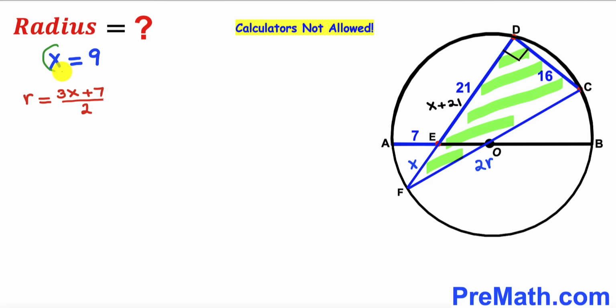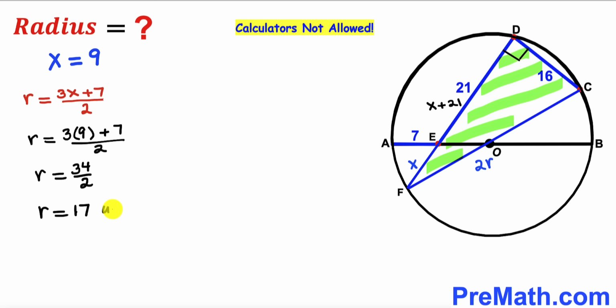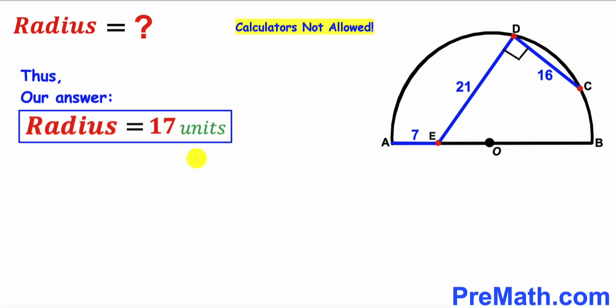So thus our x value turns out to be 9, and now we are going to substitute this x equal to 9 value in this equation over here. So therefore let's go ahead and substitute those values. So r is going to be simply (3 times 9 plus 7) divided by 2. So thus our radius lowercase r value turns out to be 17 units. So thus after all the calculations and manipulations, the radius of this semicircle turns out to be equal to 17 units. And that's our final answer.